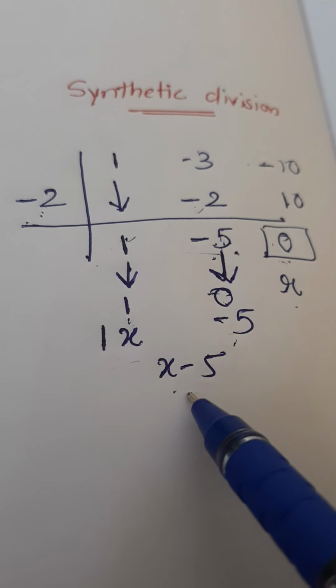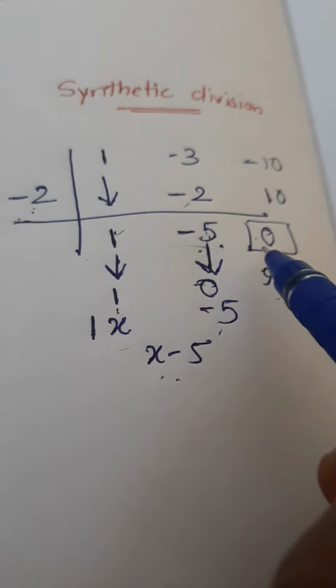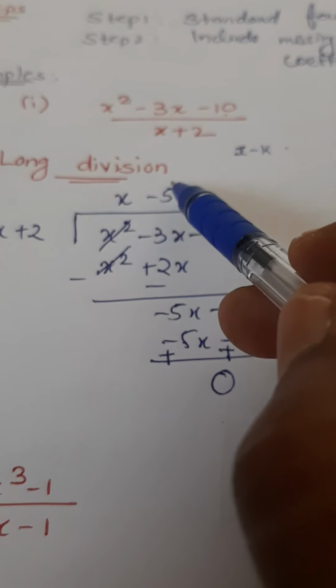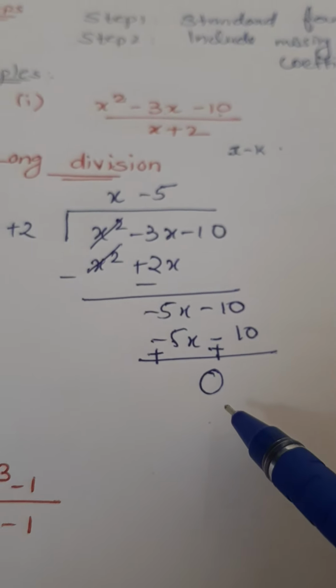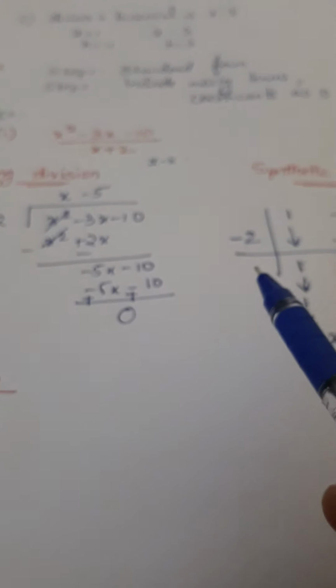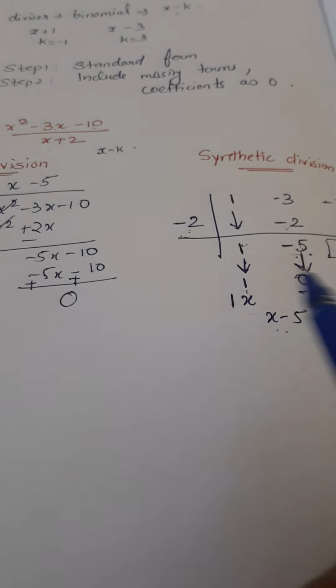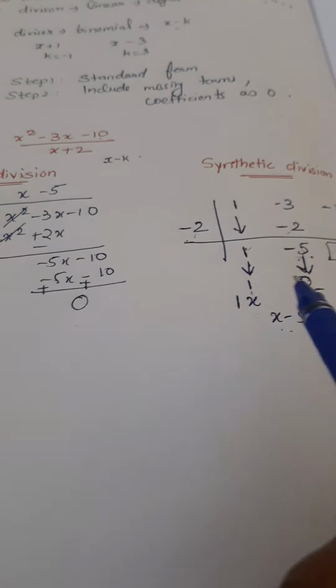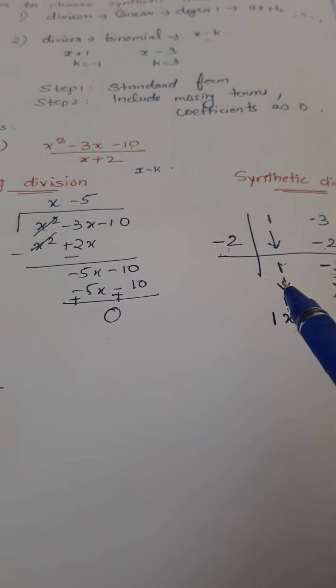So x minus 5 is the quotient and the remainder is 0. So this is what you got here: x minus 5 as the quotient and remainder as 0. So in both cases, long division as well as synthetic division, you got the same answer. But what is the difference that you see in both the methods?